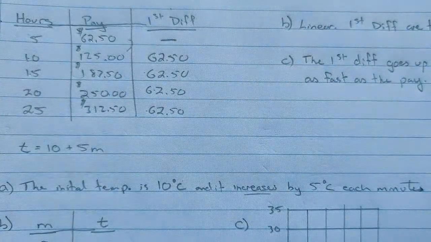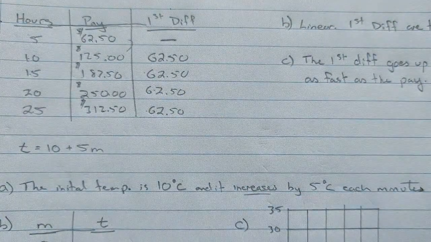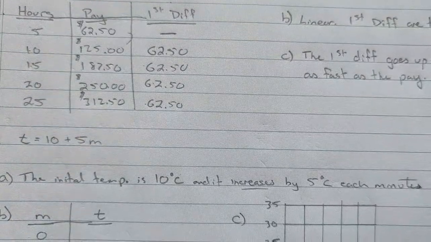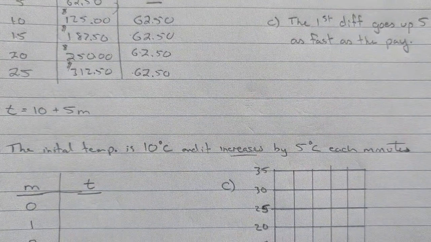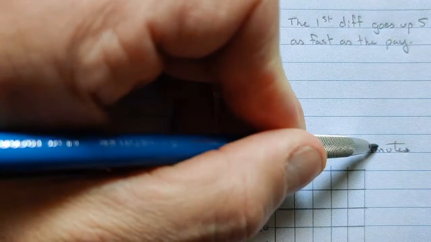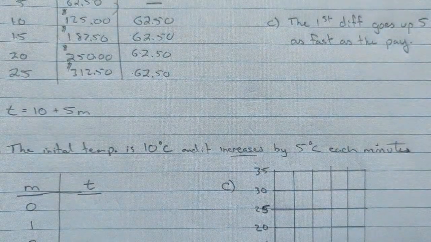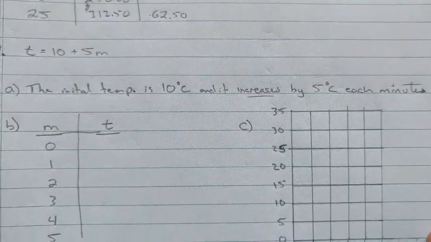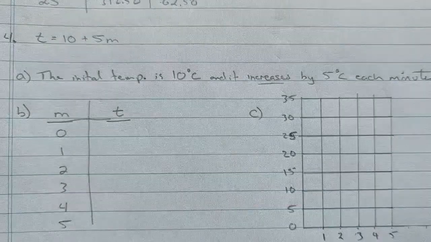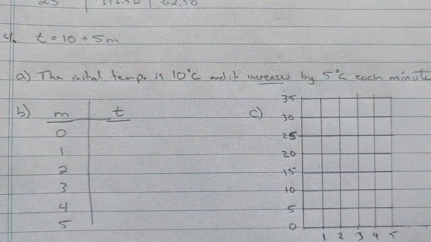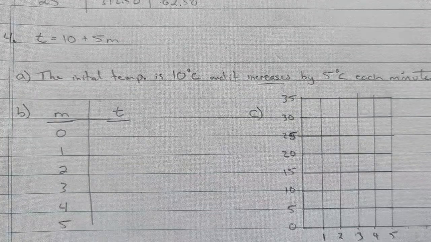So there we are. The initial temperature is 10 degrees, and it increases by 5 degrees Celsius each minute. And there it is, an I there, not 2 M's. The next portion here has us describe the relationship with a table of values.